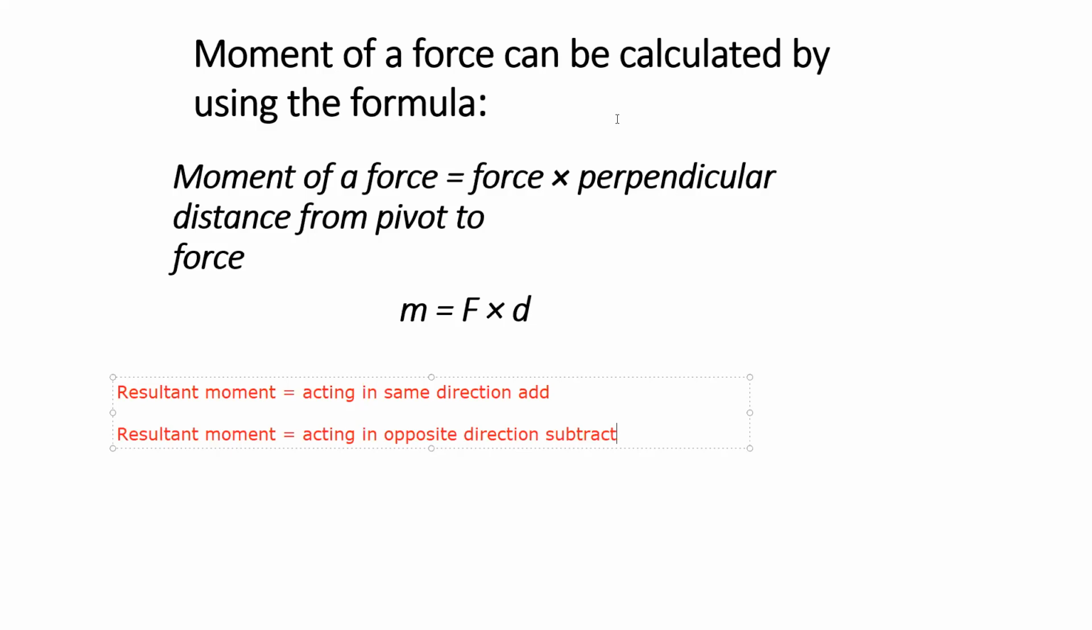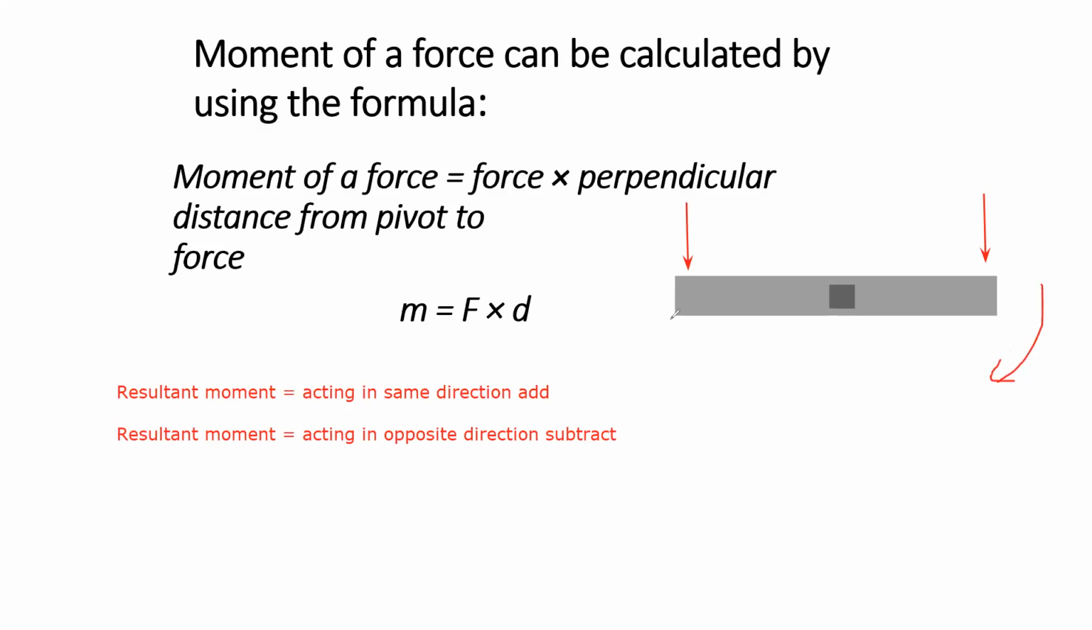Say an object is pivoted at the center. This is a pivot, and we are applying forces. One is trying to cause a clockwise movement, another is trying to cause an anti-clockwise movement. In this case, because the two moments are in opposite directions, to get the resultant we will subtract.